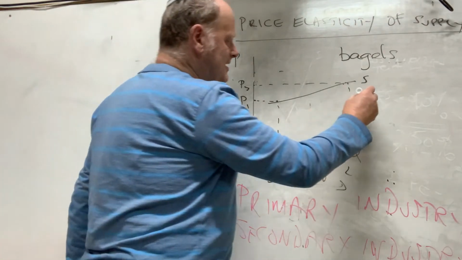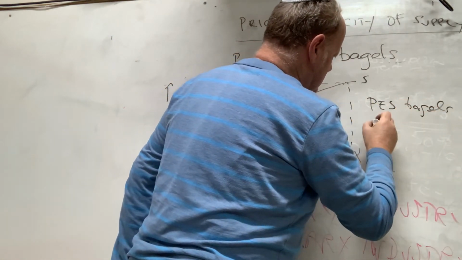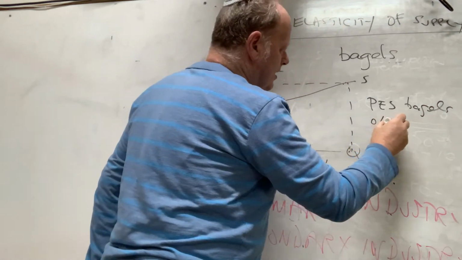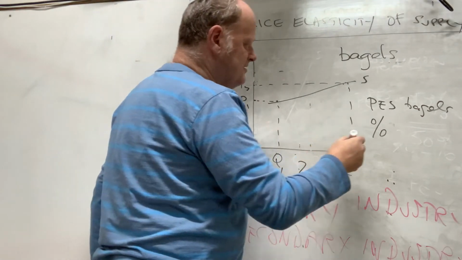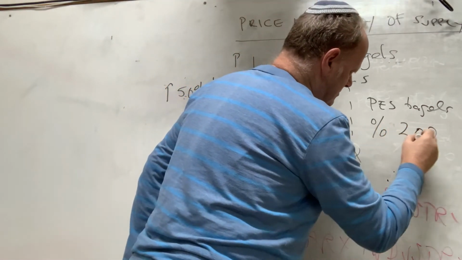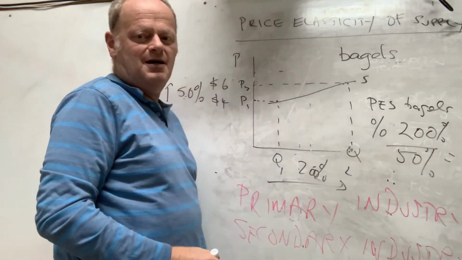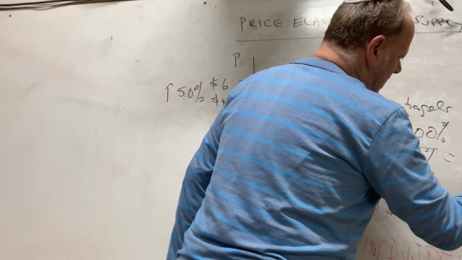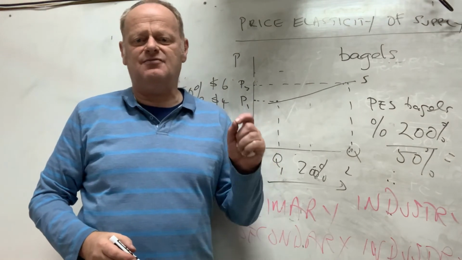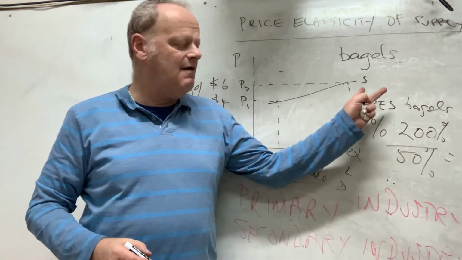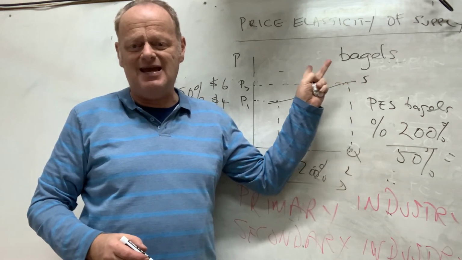So therefore, PES for bagels is percentage change in quantity over percentage change in price, which would be 200% over 50%, which would be 4. Now, as it's more than 1, as the price elasticity of supply is more than 1, therefore it will say that bagels are highly price elastic in supply.